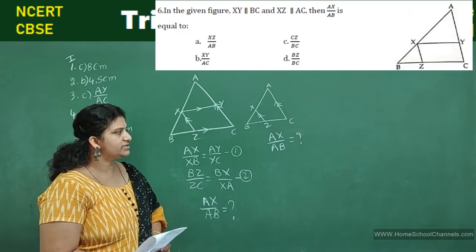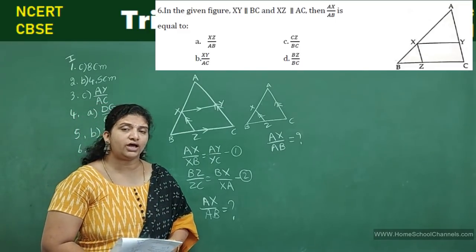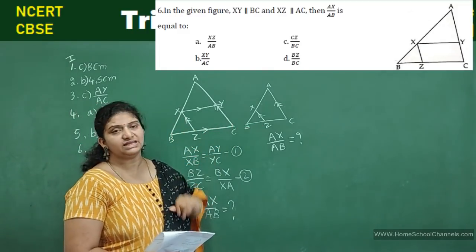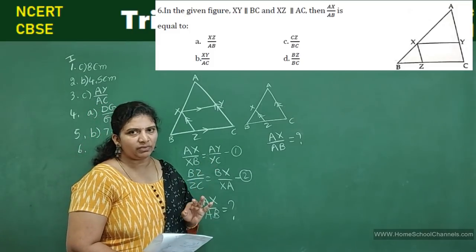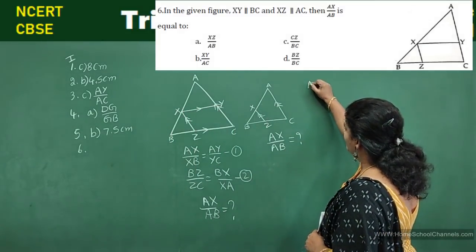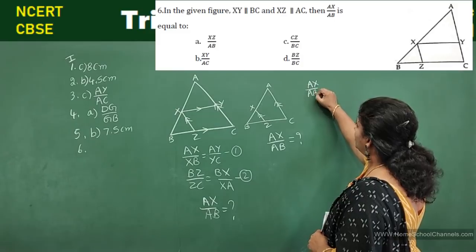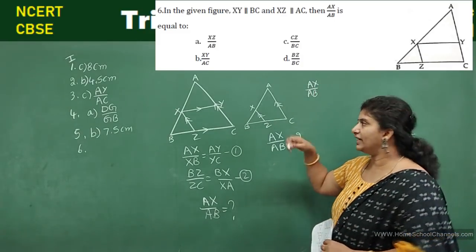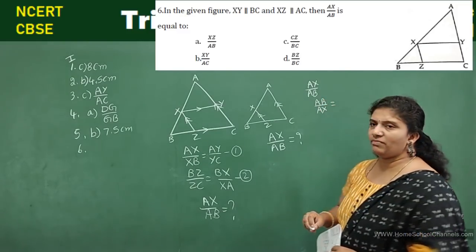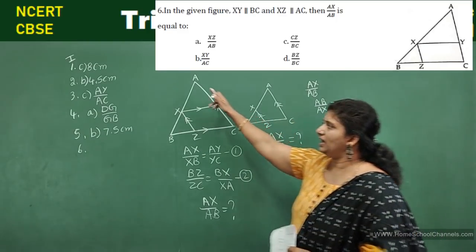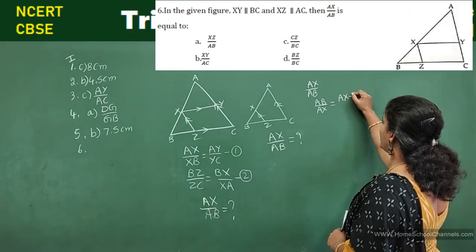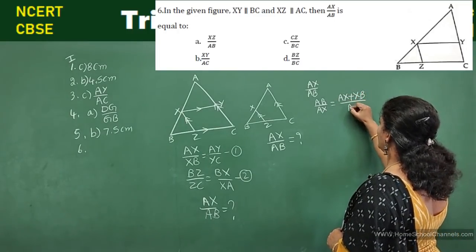So how can I find this? AX by AB means immediately you remember the corollary of BPT. But one pair of triangles is like this and the other pair is like this, so at this moment you need to think a little and solve. Let me take this ratio, AX by AB, and take the reciprocal. Reciprocal means I will write it as AB by AX. AB you can write as AX plus XB, so AX plus XB by AX.